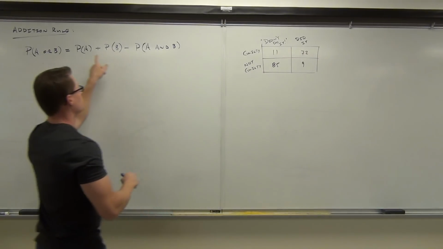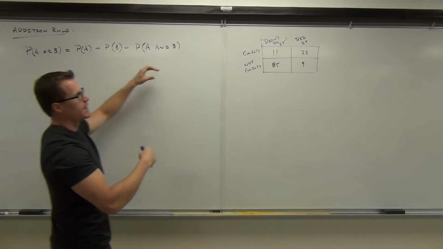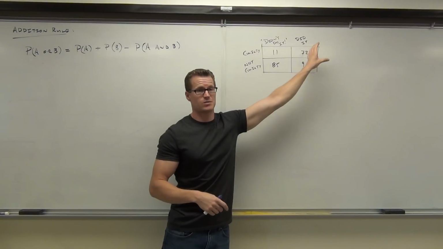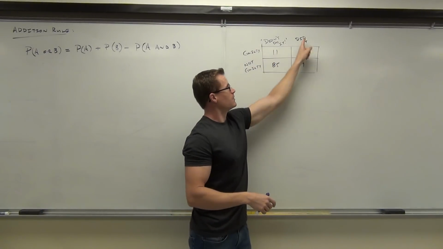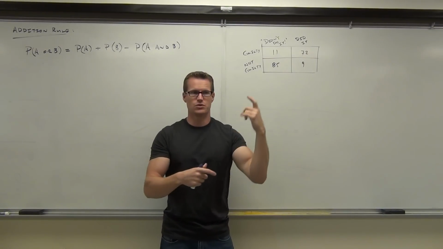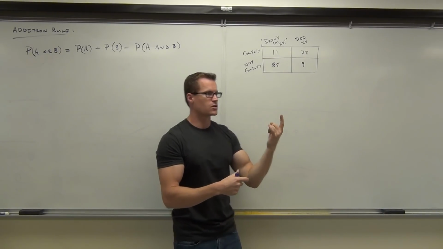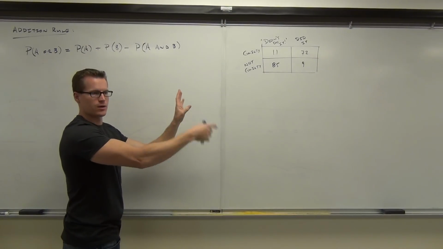So this is what we do mathematically. Because if I really look at this, if A is guilty, A is going to be 11 and 72. A is going to be 83 people. If I look at B as did it, B is going to be 81 people. If I add 83 and 81, I've just counted the 72 twice. You with me on this? So this one subtraction gets rid of that double count, making sure we only count it 1 time.